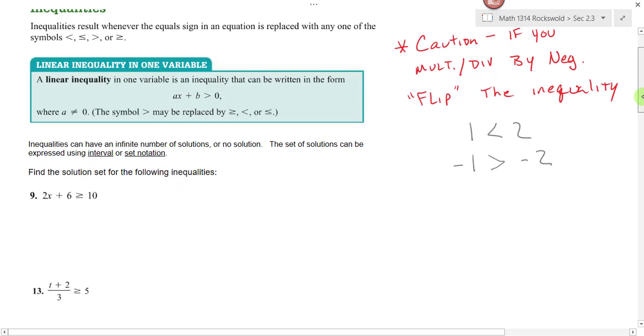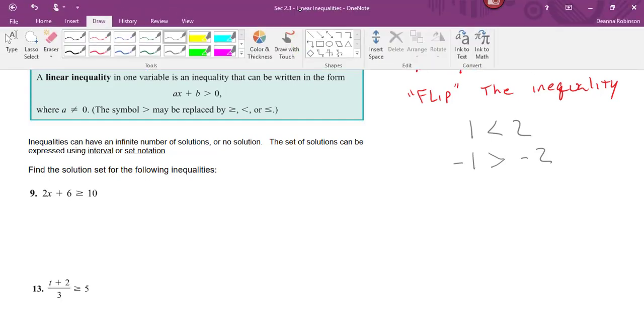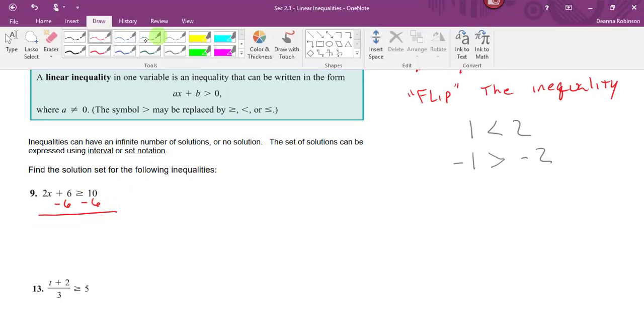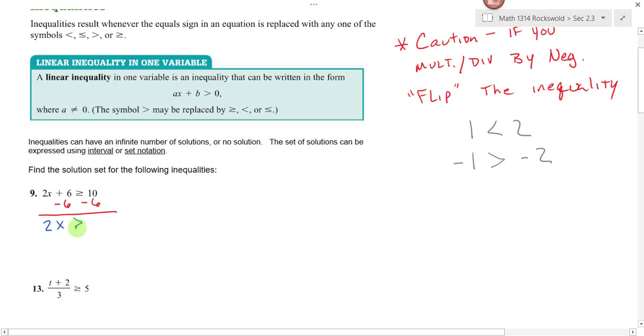So we're going to solve this inequality using the properties that we use for solving equations. The goal is to get the x by itself on the left. If you get the x by itself on the left, then the inequality will point in the direction of your solution. So I start with trying to get the 2x by itself. That means I need to subtract 6 from both sides of the inequality. When I do that, I get 2x is greater than or equal to 10 minus 6, which is 4. I don't flip the inequality if I'm subtracting, only if I multiply or divide by a negative. To get the x by itself, I divide both sides by 2. And that gives me my solution: x is greater than or equal to 2.